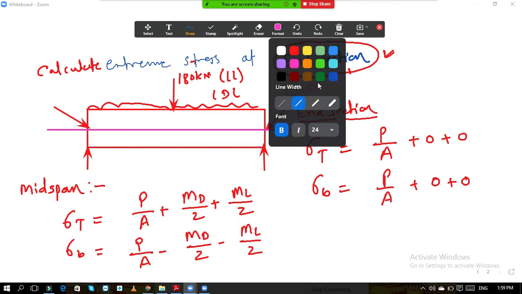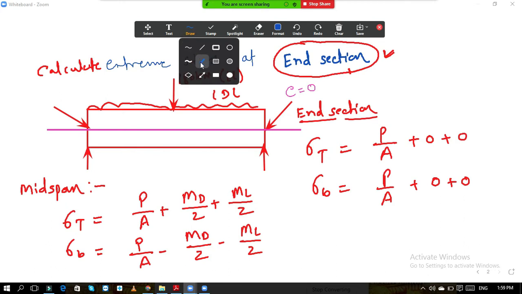If you resolve this force horizontally, I will show you only the horizontal component. This will be your force, and this is your P cos theta, which is nearly equal to P, and this value we have considered over here. There is no eccentricity, so the stress due to eccentricity is 0 at the end. Okay, I hope now it is clear to you.